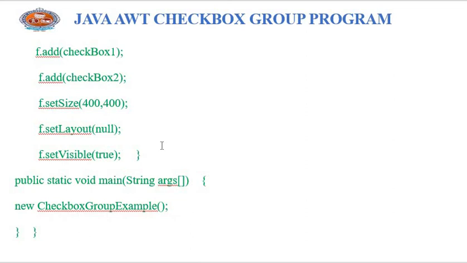Okay, f dot add checkbox1, f dot add checkbox2, that means checkbox1 is added to the frame and checkbox2 is added to the frame. Set the size, height is 400 and width is 400, and next f dot setLayout is null, that means no layout manager. Next f dot setVisible is true. Next close the method. Next main method open, new CheckboxGroupExample. Next, close the main method and close the class.